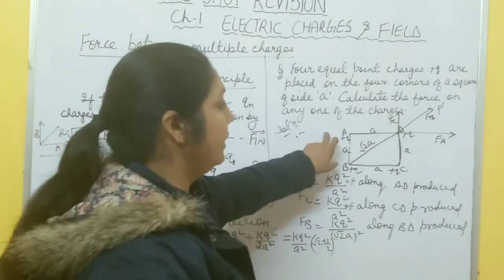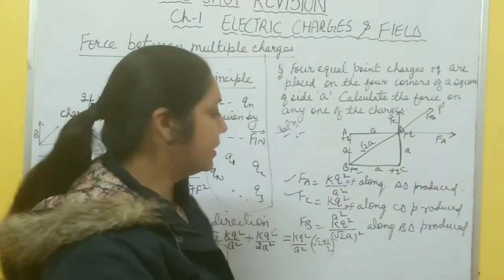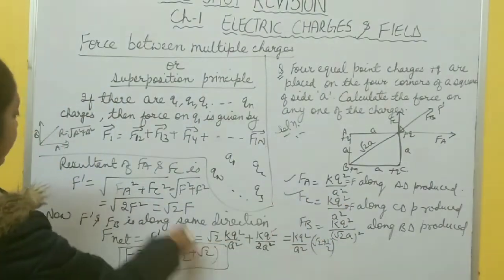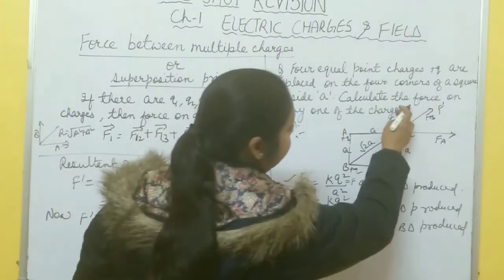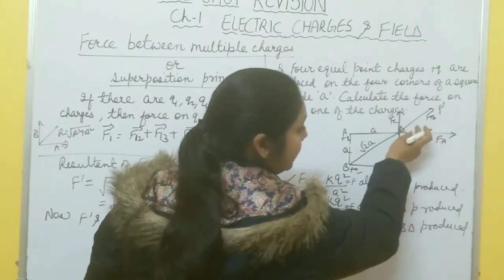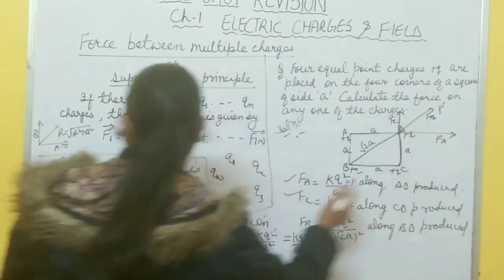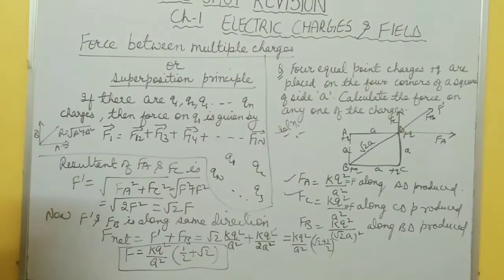This is a square, four charges are kept at four corners. Then how do you solve this question? You take the resultant of these two forces, and that one is also along this FB. So you just add these two forces, you get the total force at this point. Right? Is it clear? Take a screenshot of this one. Then we'll move to the next topic, that is electric field.